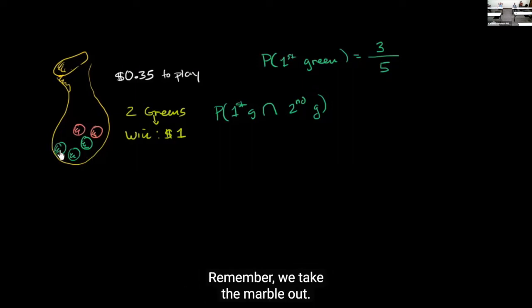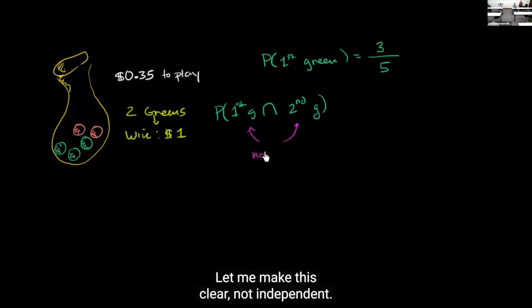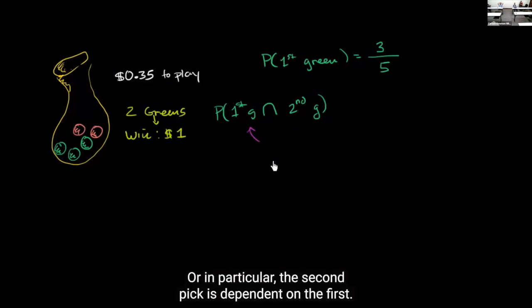Remember, we take the marble out. If it's a green marble, whatever marble it is, after the first pick, we leave it on the table. We are not replacing it. So there's not any replacement here. So these are not independent events. Let me make this clear. Not independent. The second pick is dependent on the first.